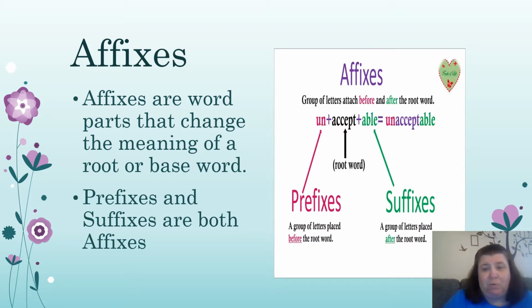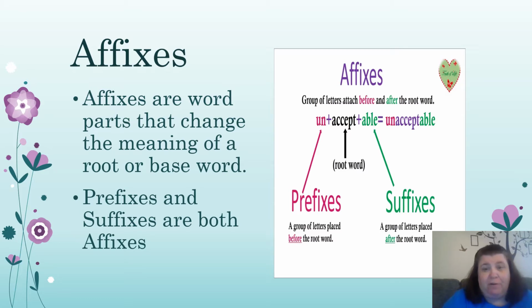So if we look at this word, we have the root word over here, accept. And if we add the prefix un and the suffix able, we get unacceptable, which is un, which means not, and able means being able to do something. So they're not able to. It just changes the whole word from accept to unacceptable.